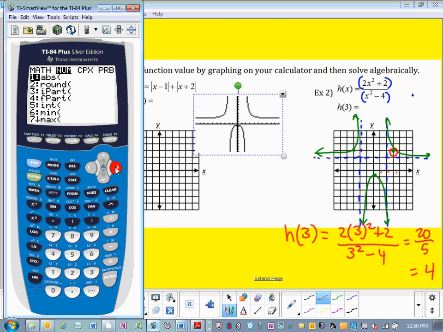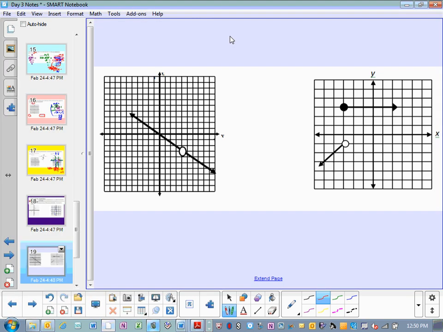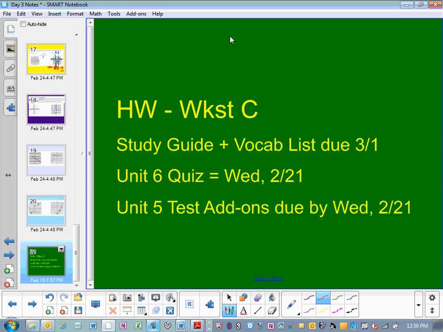Cool? Okay. So coming back, it's homework. Please be working on your vocab list and study guide. The vocab list is 30 words. That is so meager. Please make sure you don't stay before the last minute. Okay? Add-ons are due by Wednesday next week. There's a quiz Wednesday next week as well, so please start studying for it. Cool? Thank you for the extra minute. I'll see you guys on Friday.